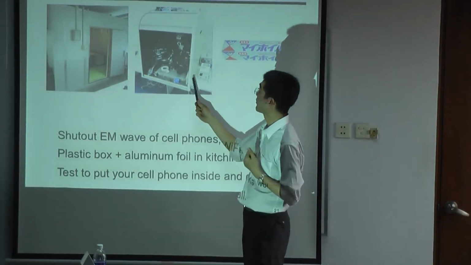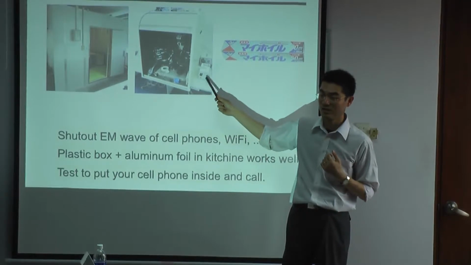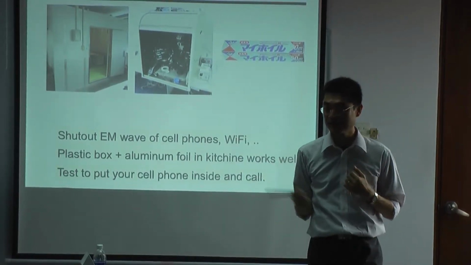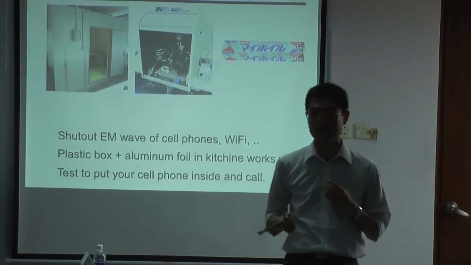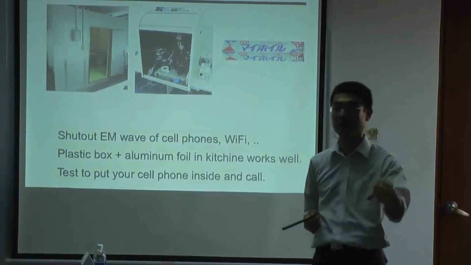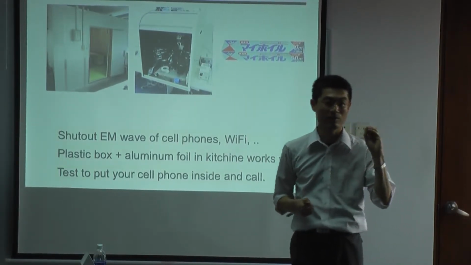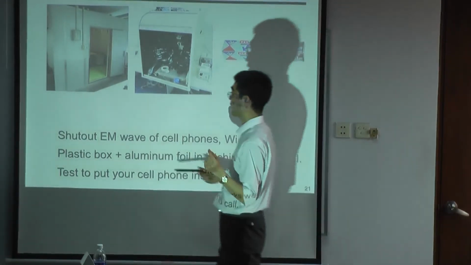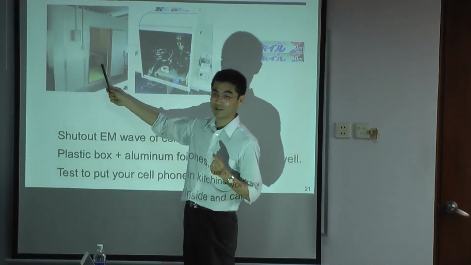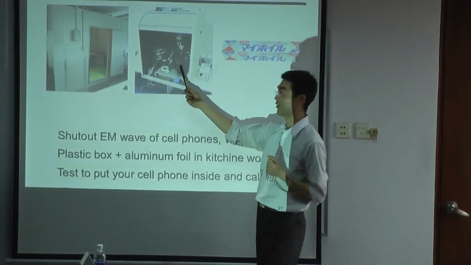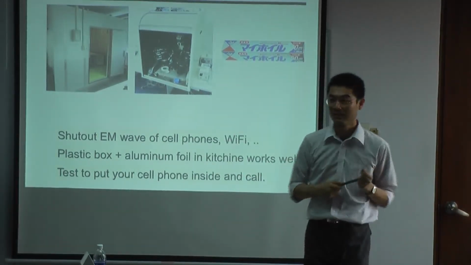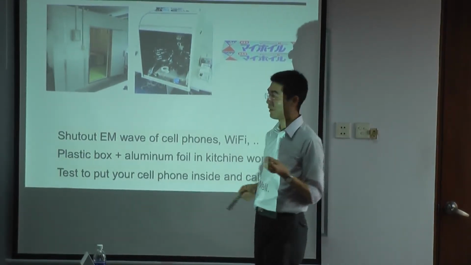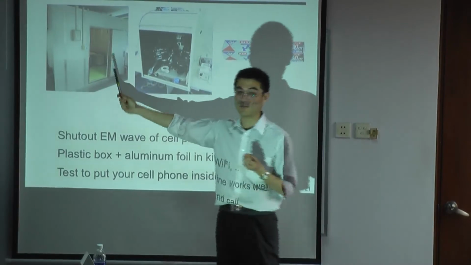And actually, this type of shield is not good enough. The easy test for the shield is just to put your cell phone inside the shield and try to call it. When I experimented, I could not call into this shield, but I can call into this one. So when we do a very, very precise measurement, we will use this shield.